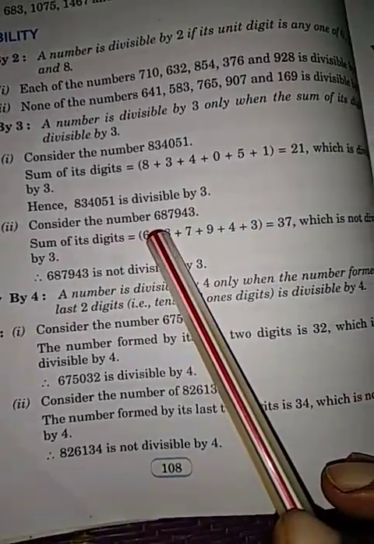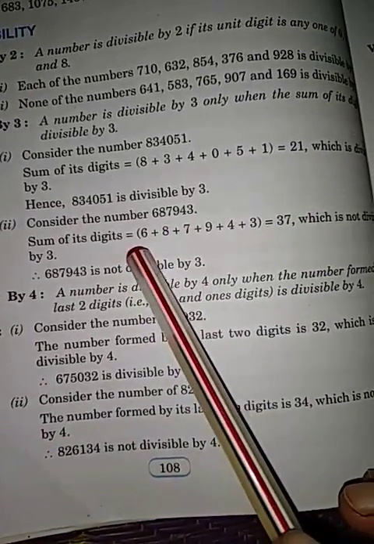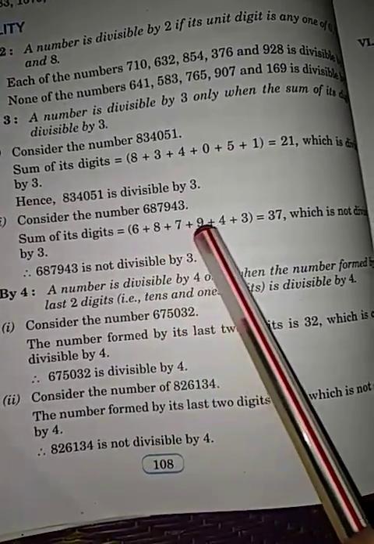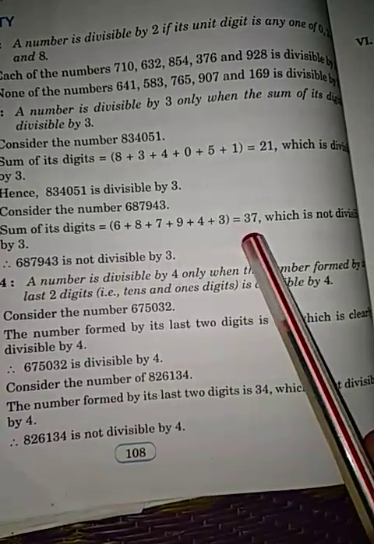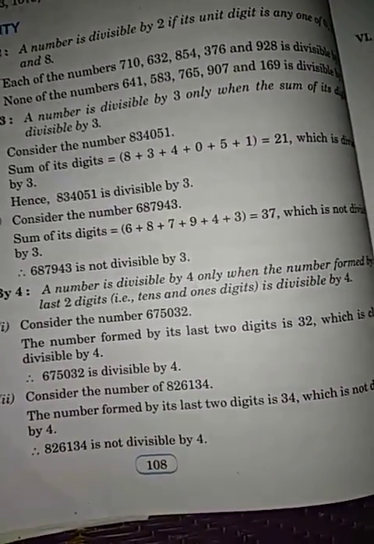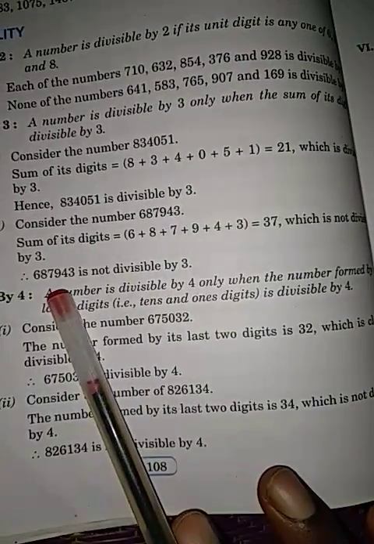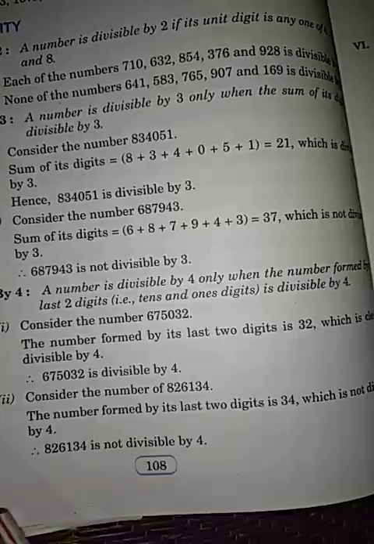Consider another number 6,87,943. Now the sum of digits 6 plus 8 plus 7 plus 9 plus 4 plus 3 is equal to 37, which is not divisible by 3. 37 is not divisible by 3, so 6,87,943 is not divisible by 3.